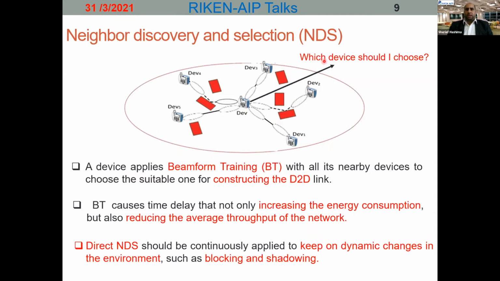In the conventional technique, this device has to do beamforming training with each of the devices, meaning brute force or exhaustive search beamforming training. This will increase the search time, increase the overhead, and increase the energy consumption of the devices. So overall there will be a reduction in the average throughput of the network.